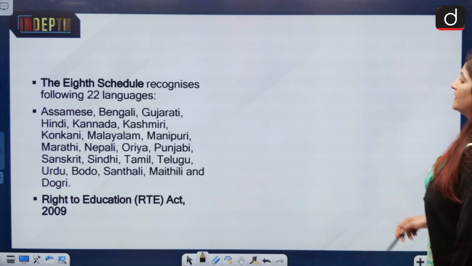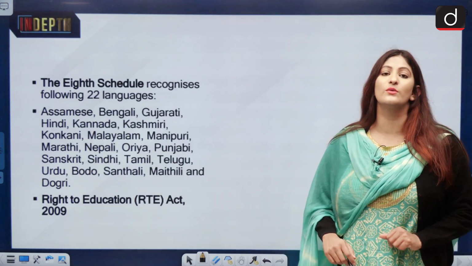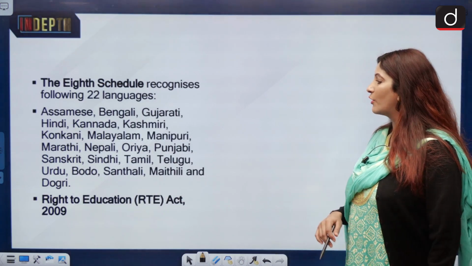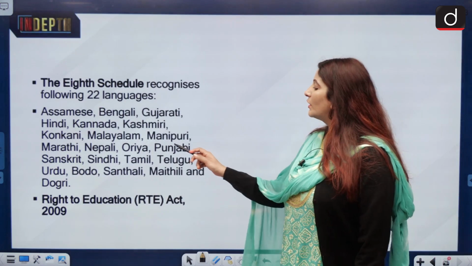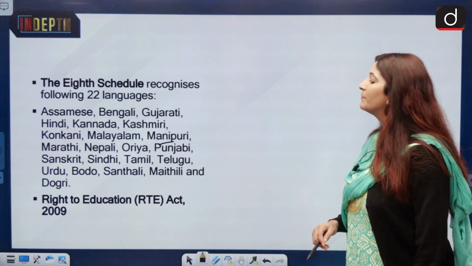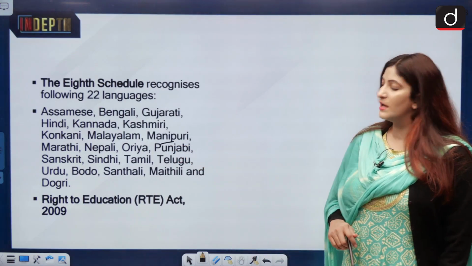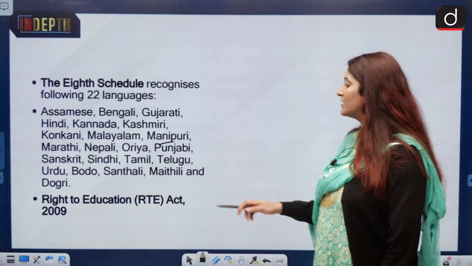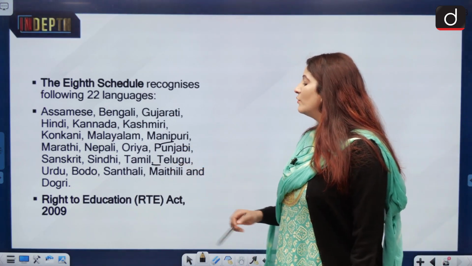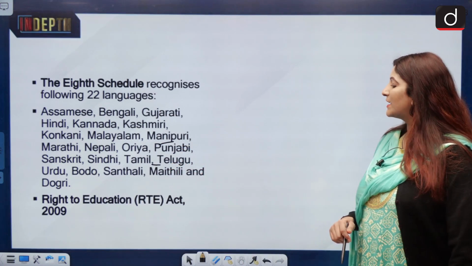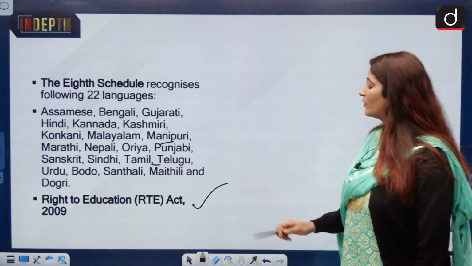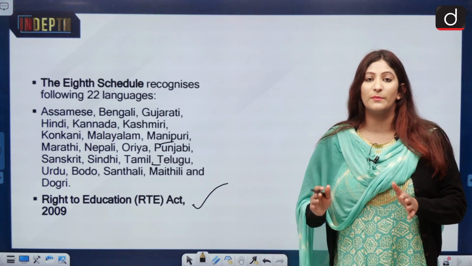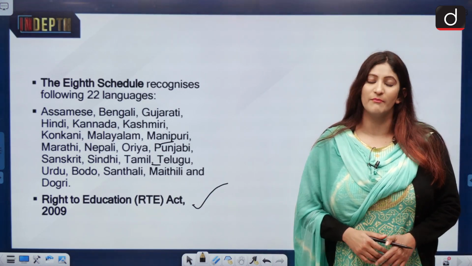Moving on, the 8th Schedule recognizes 22 languages: Assamese, Bengali, Gujarati, Hindi, Kannada, Kashmiri, Konkani, Malayalam, Manipuri, Marathi, Nepali, Odia, Punjabi, Sanskrit, Sindhi, Tamil, Telugu, Urdu, Bodo, Santhali, Maithili and Dogri. Also, the Right to Education Act of 2009 said that primary education should be in the mother language.